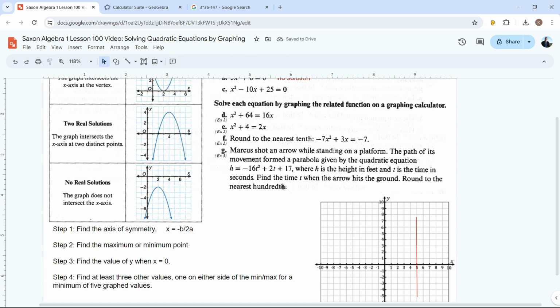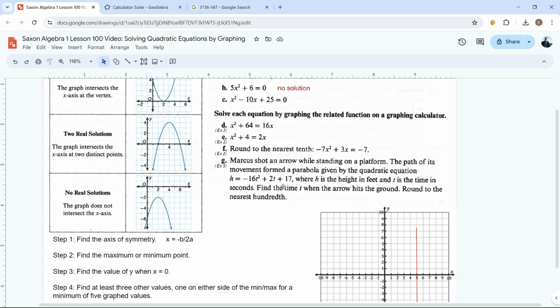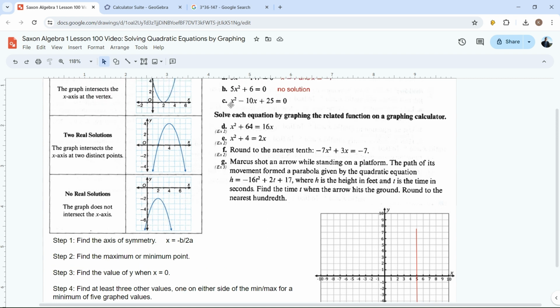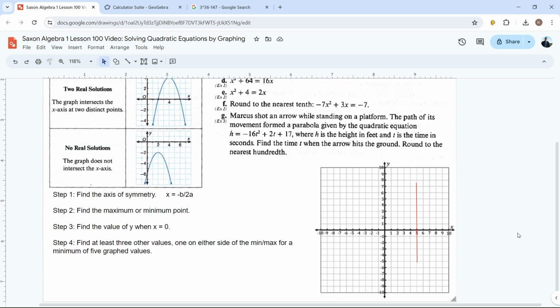There we go. Okay, now, if I plug 5 into my equation, what do I get? 5 squared is 25 minus 50, because 10 times 5 is 50. So that's negative 25 plus 25. Wait a second, is that going to be 0? If I plug in 5, I get 0? Wait a second, what does it mean if my maximum or minimum is on the x-axis?